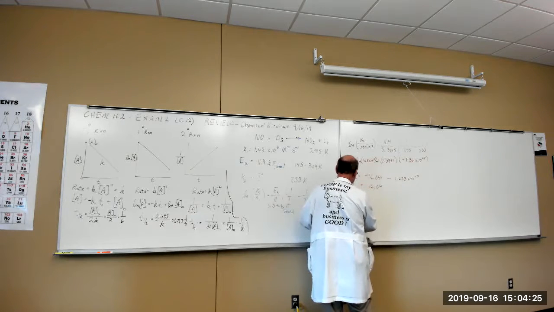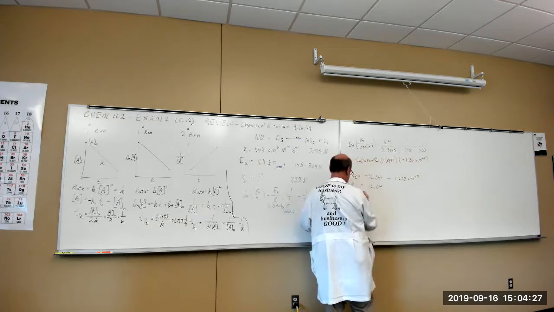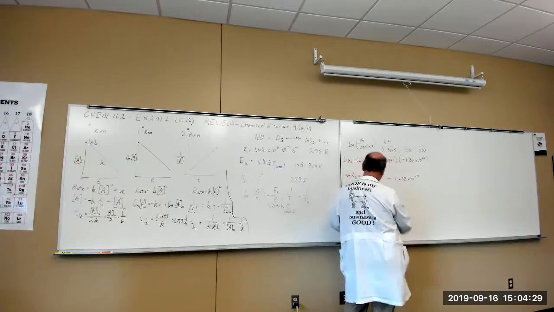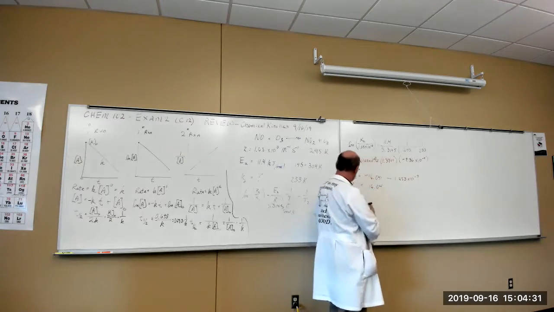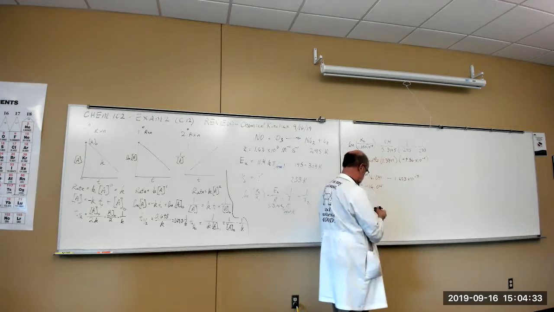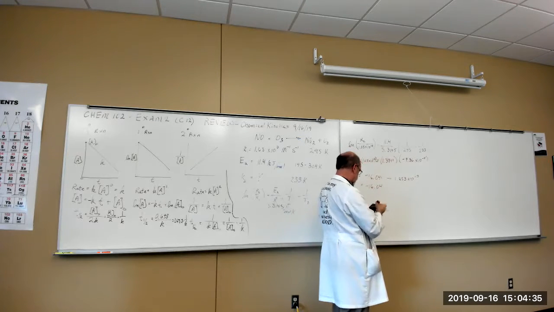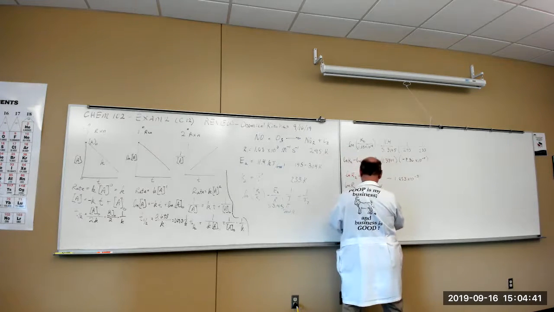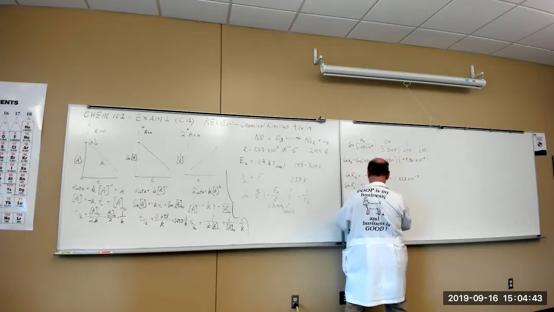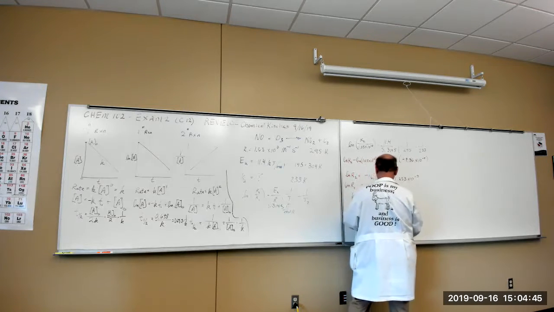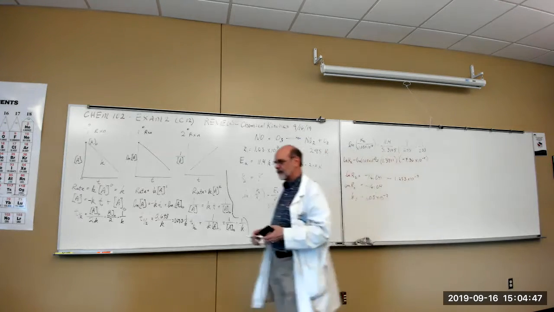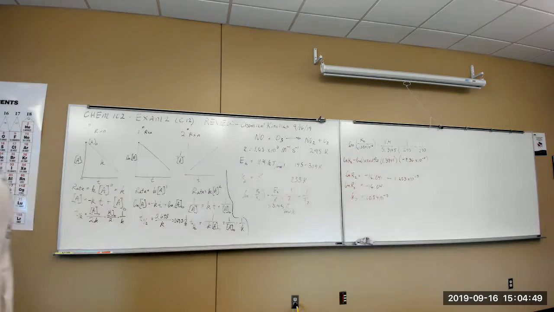So now we just need to do the anti-log of that number. So the anti-log of that number is the power of e. And I get 1.08 times 10 to the minus 7. Now let's see if that jives with this answer.